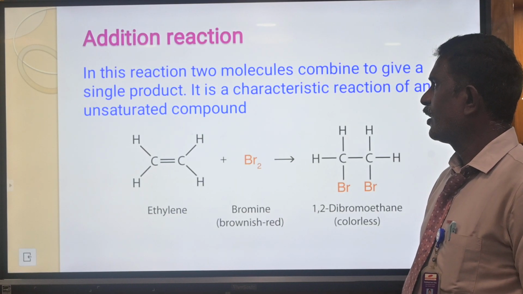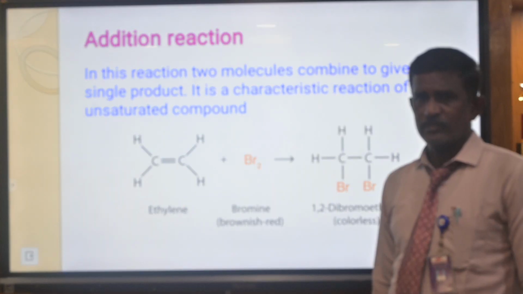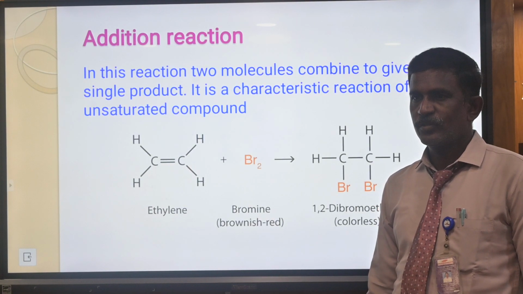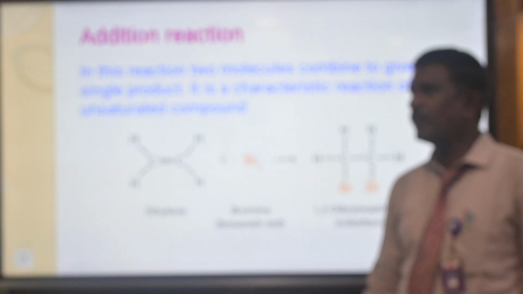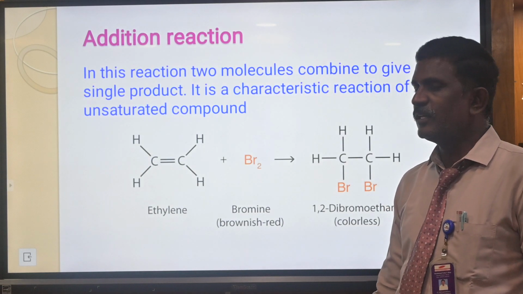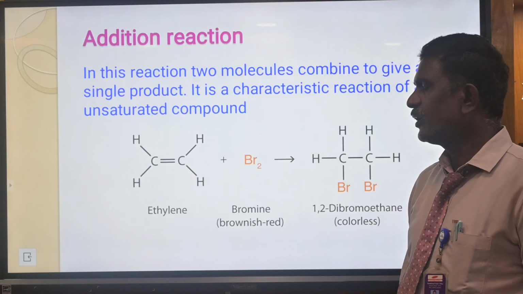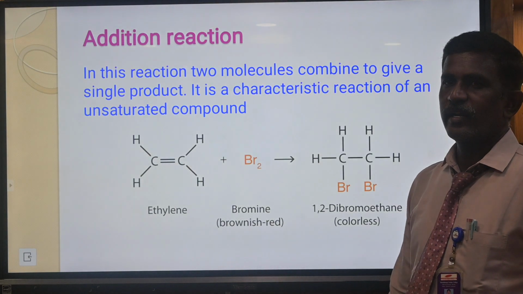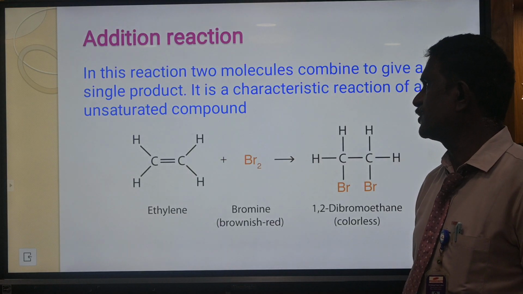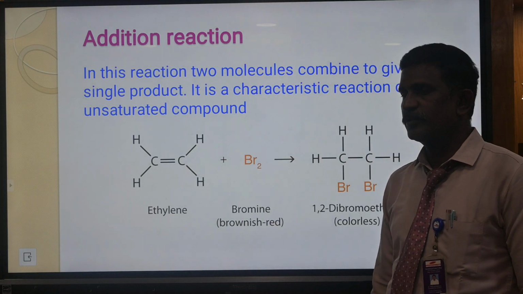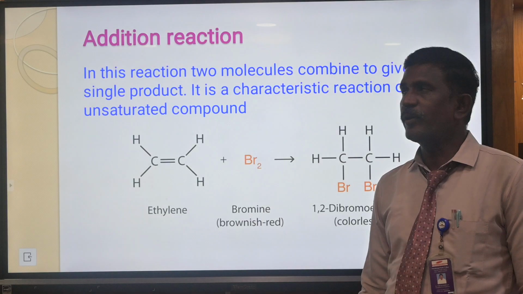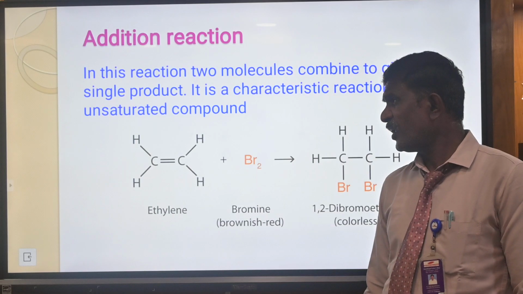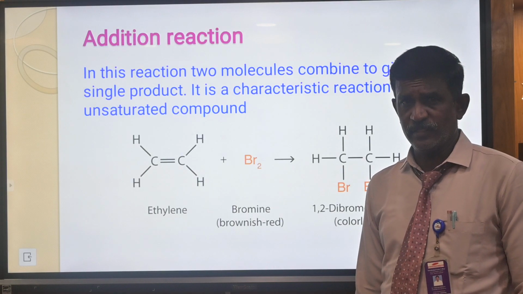Here, small molecules like water, bromine, and ammonia are involved in the addition process, and this addition reaction mostly occurs in unsaturated molecules like alkenes, alkynes and carbonyl compounds. Then we can have two types of addition reactions. One is electrophilic addition, another one is nucleophilic addition.